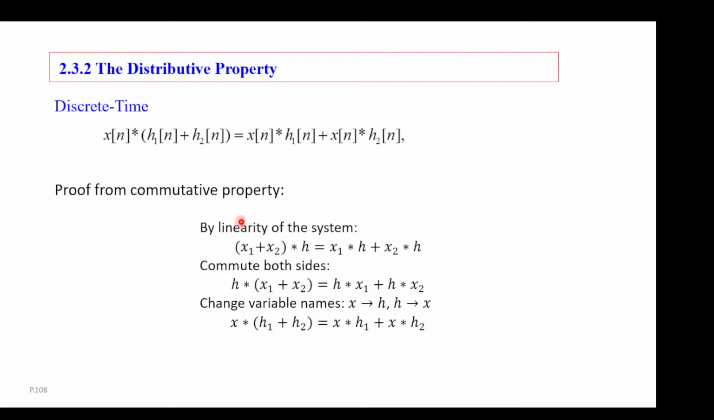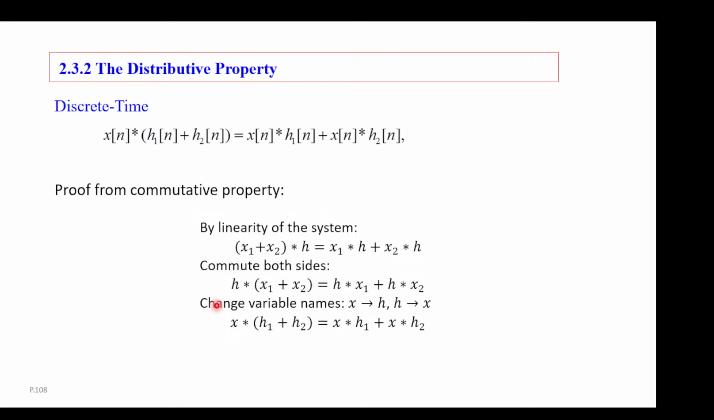So first we can get the distributive law on the left hand side, in reverse order, just by the linearity of the system. And then you use the commutative property, so you can swap h and x1 plus x2, and h with x1 and h with x2 here. And then you just change your variable names, so you change x1, x2 to h1, h2 and change h to x. Then you arrive at this equation, and that's the distributive property we want.